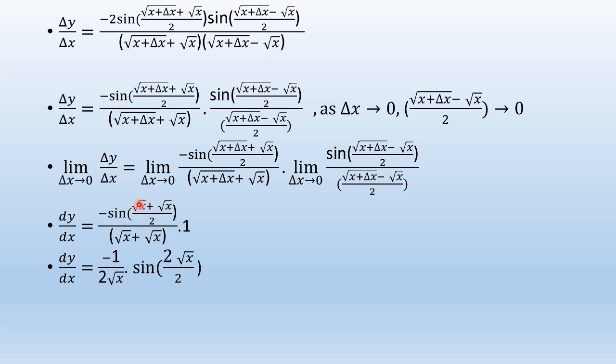And under root x plus under root x becomes 2 under root x. So you can cancel this 2 by 2. And what is here? This minus is minus 1, and this becomes 2 under root x. What is the final result? Minus 1 by 2 under root x into sine of under root x, and that completes the solution.